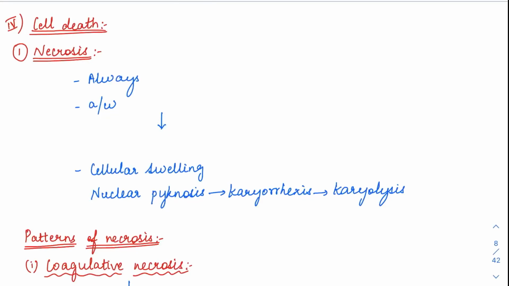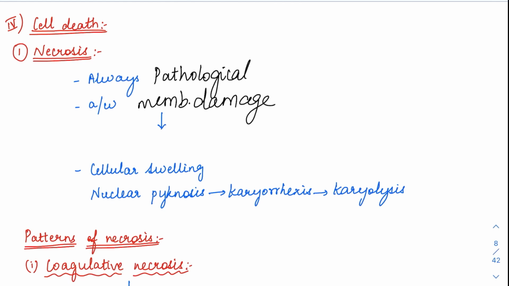So now let's start with the various forms of cell death. The first form will be necrosis. Necrosis is the most common form we all must have read, and it is always pathological. Necrosis is never physiological, it is always associated with some pathological condition, and necrosis is always associated with membrane damage. Just now we saw there is going to be membrane damage in irreversible cell death, right?